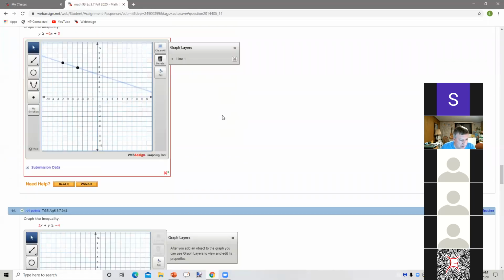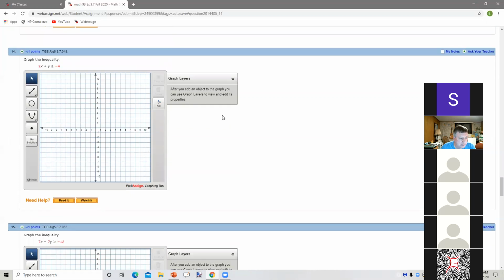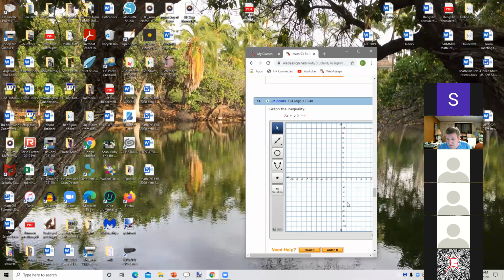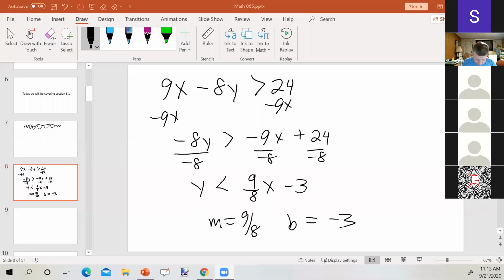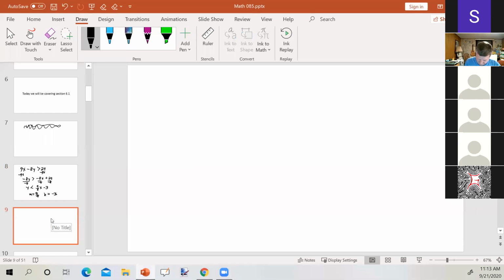We've got a little bit more time. Let's take a look at this one. If we're good to go on to another one, let's see, 2x plus y greater than or equal to -4. So I'm going to minimize that, stop sharing and go back and share that. Can you see my white screen? Yes. Great. 2x plus y greater than or equal to -4.